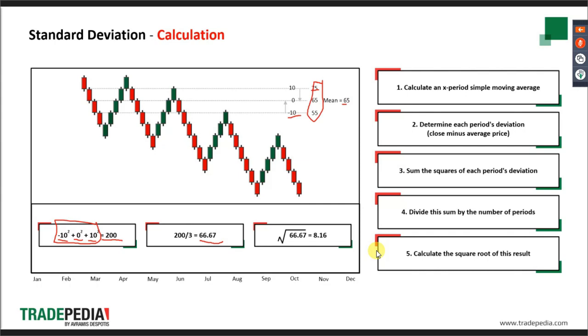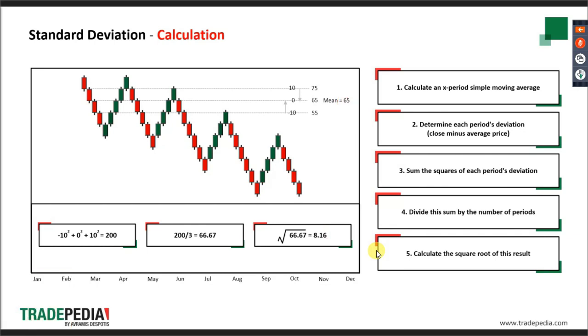To answer Richard's question, we have 75, 65, and 55. Are they trading periods? No, they are not trading periods. They are just the price. Imagine that they're in dollars. So $75, 65, and 55. The average price is 65. And then we use the price to get the standard deviation of 8.16. So you can see that price is roughly 8.16 above and below.